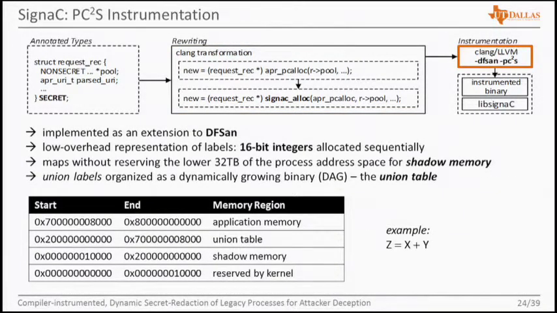The instrumentation is implemented as an extension to the DataFlow sanitizer, and labels are implemented as integers that are stored in this memory space called the shadow memory. Basically, the shadow memory maps the application memory: for each byte in the application memory, there are 2 bytes in the shadow. It also supports this notion of how to represent the join of 2 labels. So when you have 2 labels, it creates this dynamically growing binary structure, a very efficient structure, that is stored in this union table space.